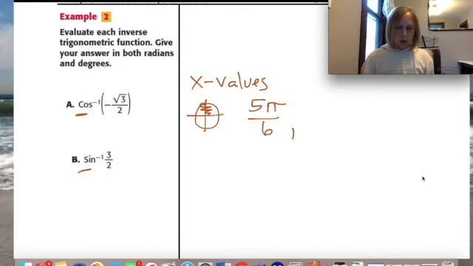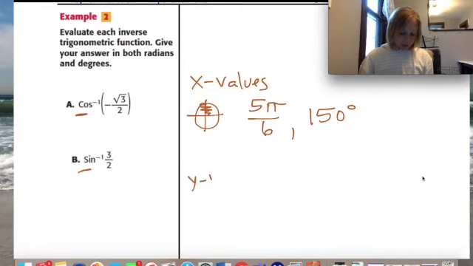And then don't forget, you're asked to give your answer in both radians and degrees. So that is also equal to 150 degrees. And that's it, just the one answer, okay? Restricted domain gives one output. All right, let's go to sine.